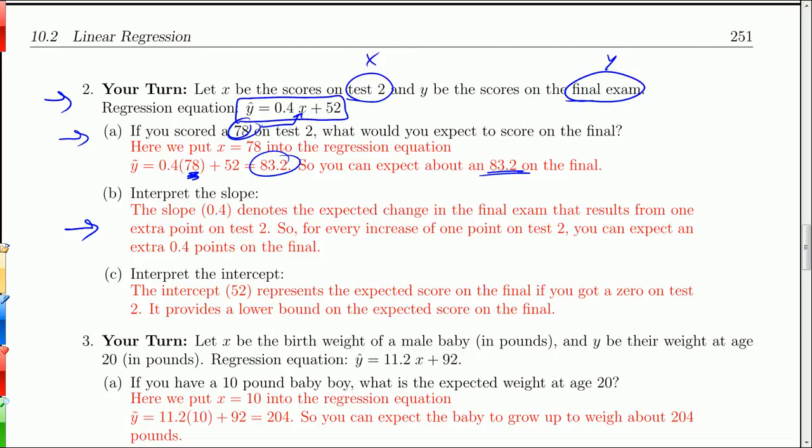Interpret the slope. The slope is right there. It's the term in front of the X, 0.4. It basically represents what happens to Y, the change in the final exam grade that occurs from a 1-point increase in the test 2 score, right? So for every increase of 1 point on test 2, you can expect an extra 0.4 points on the final. That stands to reason, right?